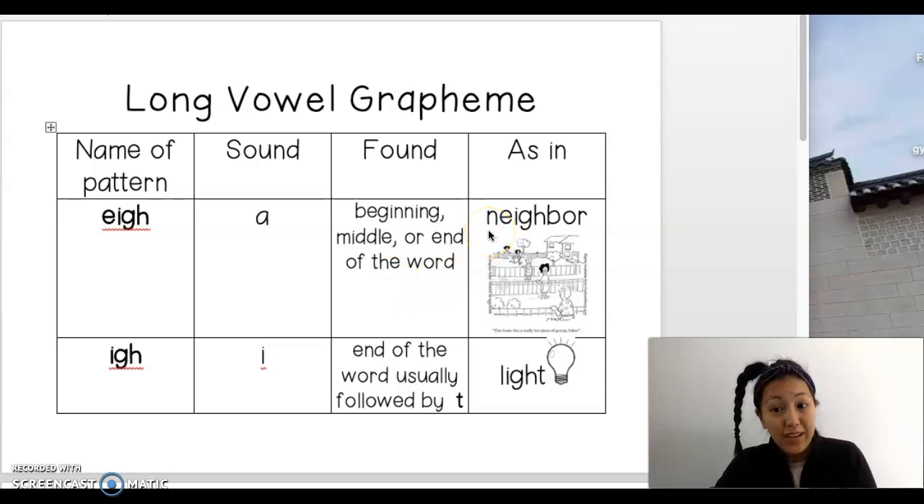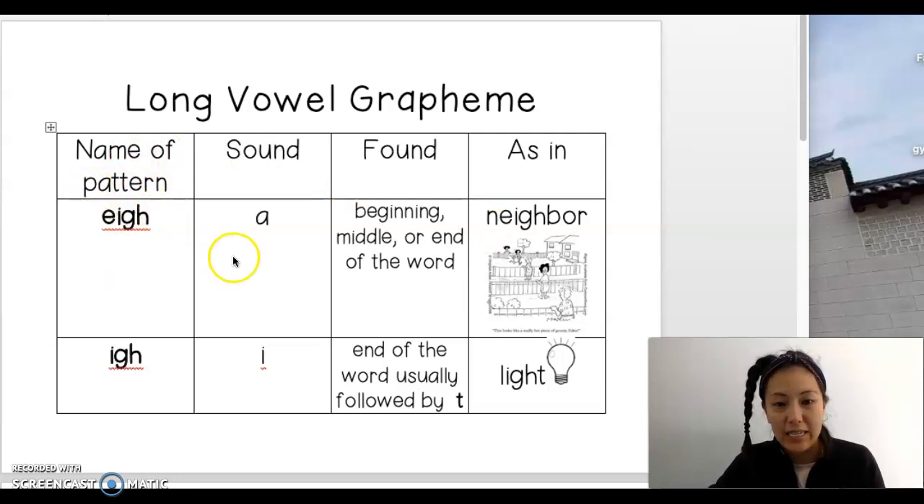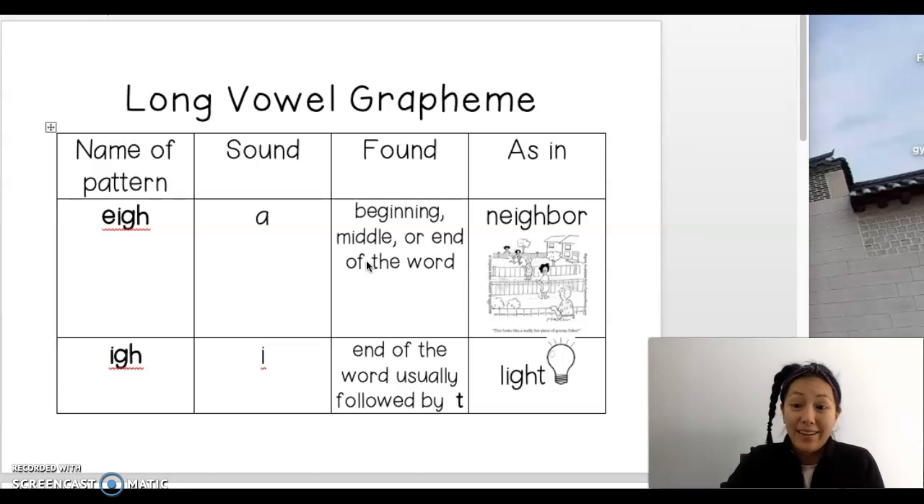Okay, this is where you friends say it. Here we go. Name of the pattern is E-I-G-H. Good, friends. Sound A. Found beginning, middle, or end of the word, as in good, neighbor. Now we say neighbor, but the way it's spelled is neighbor.